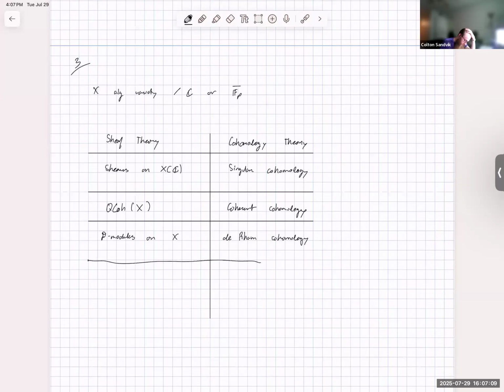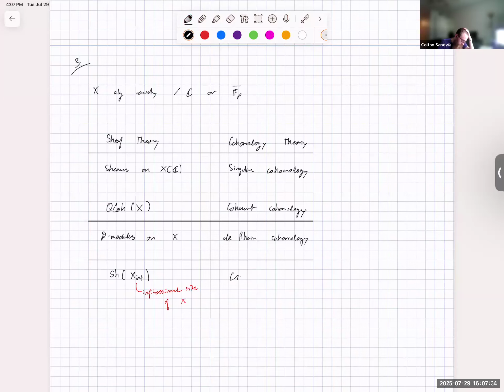We could also do things that are maybe a little more exotic, like we can look at sheaves on the infinitesimal site. I'm not going to explain all of these, but I'll explain some in more detail. So, infinitesimal site. And this would produce crystalline cohomology.